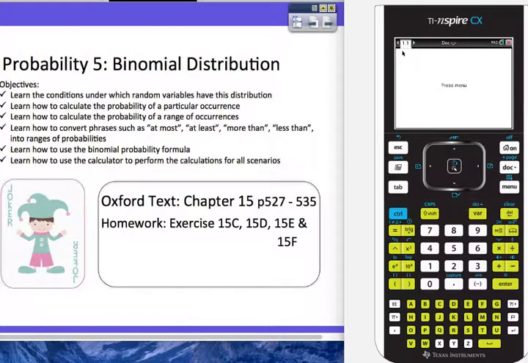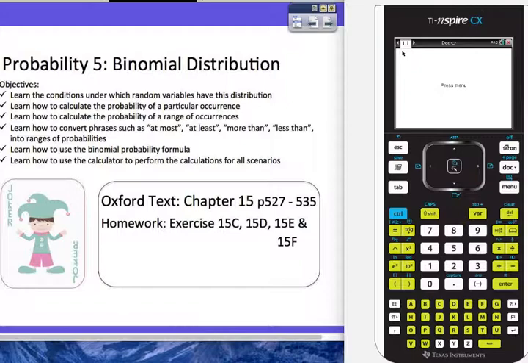All right, I just want to go over a couple of the examples in the probability 5 binomial distribution lesson. I won't cover the explanation of the concept or the formula here. That will be done in your classes. The only thing I will point out is that the conditions for a binomial distribution are that there must be a fixed number of independent trials, where on each trial the outcomes can only be success or failure.